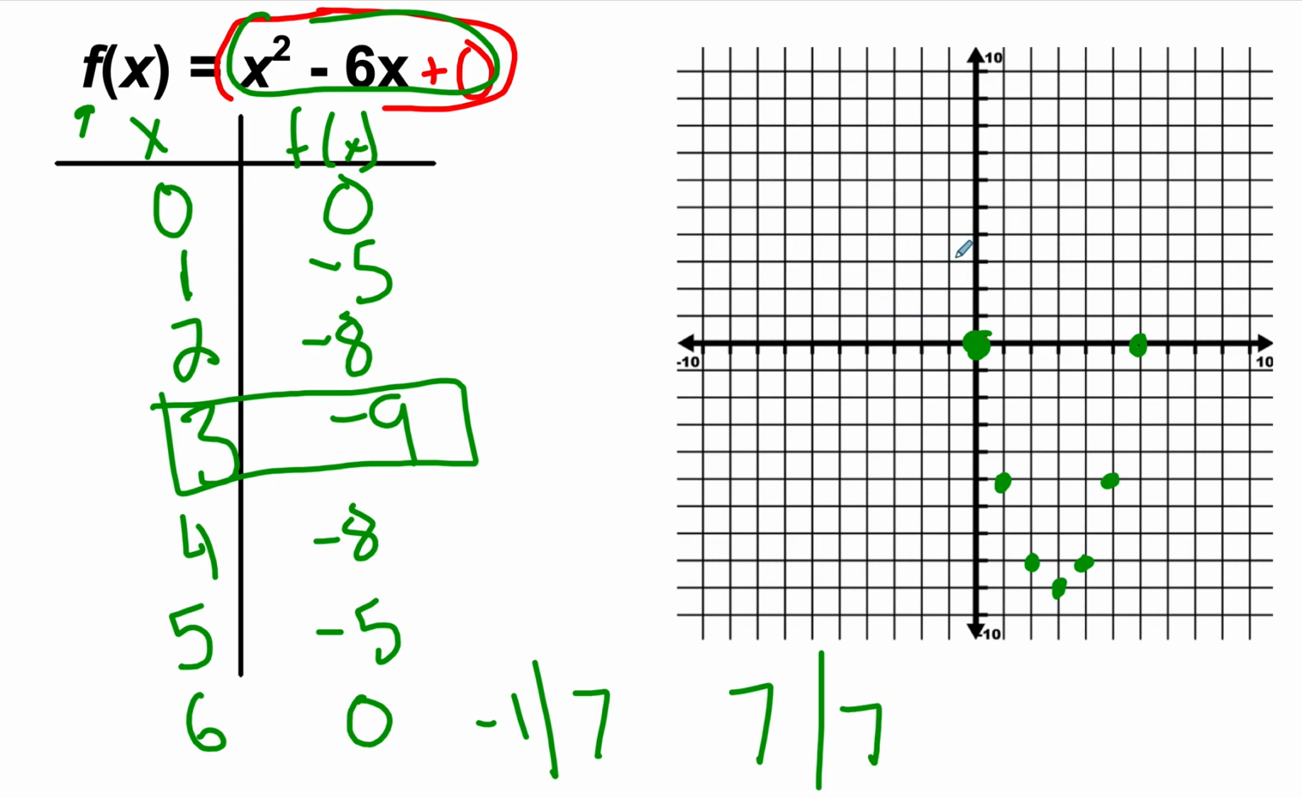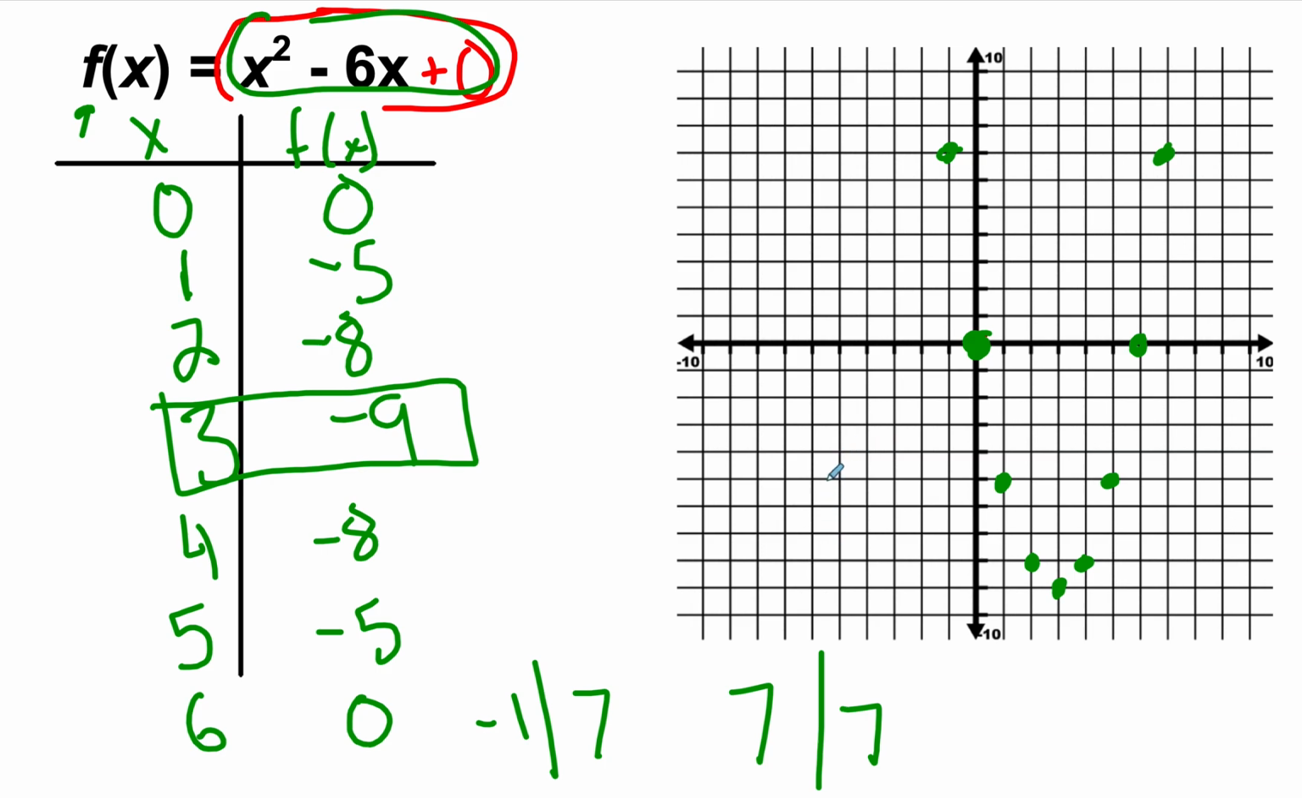Okay? So the idea is you choose which one you want to plug in. And what you know is that they're going to be the same. So for example, once you plug in negative 1 and you get 7, you now know that 7 is 7 because they're the same distance away from the x of the vertex. Okay, extremely important.